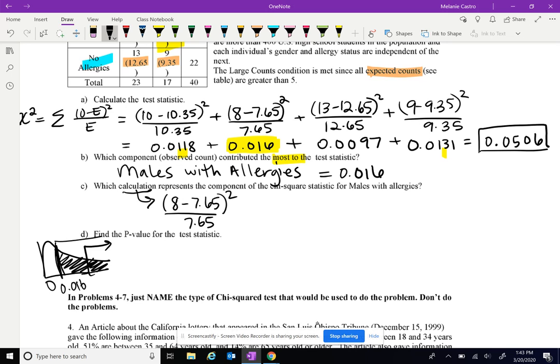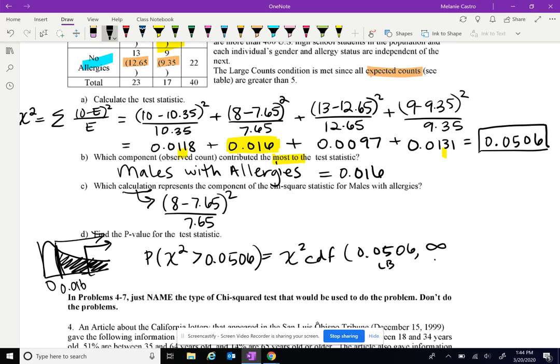So this p-value is going to be pretty large. So the probability that chi-squared would be greater than 0.0506, chi-squared CDF, lower bound is the test statistic. Right-tailed test means that you're always going up to infinity. And then we need our degrees of freedom. So the degrees of freedom for the two-way table ones are rows minus 1 times columns minus 1. And since it was a 2 by 2, this is going to be 1 times 1. So our degrees of freedom are just 1 on here.